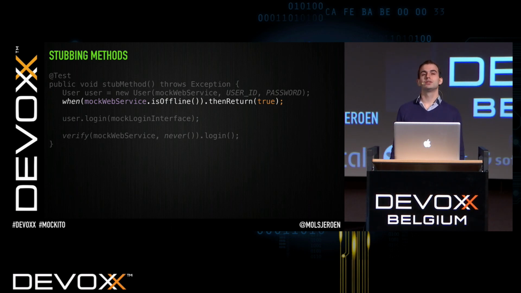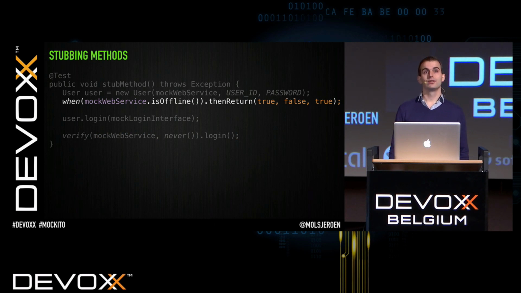Should we want to change that for our test, so should we want to stub the behavior of that method, we can. We just ask Mockito, hey Mockito, when on this mock this method is called, then return that value. So when on the mock web service the isOffline method is called, then return true. And when that returns true, we can then verify that the user never calls the login method on the web service. So this is quite powerful actually.